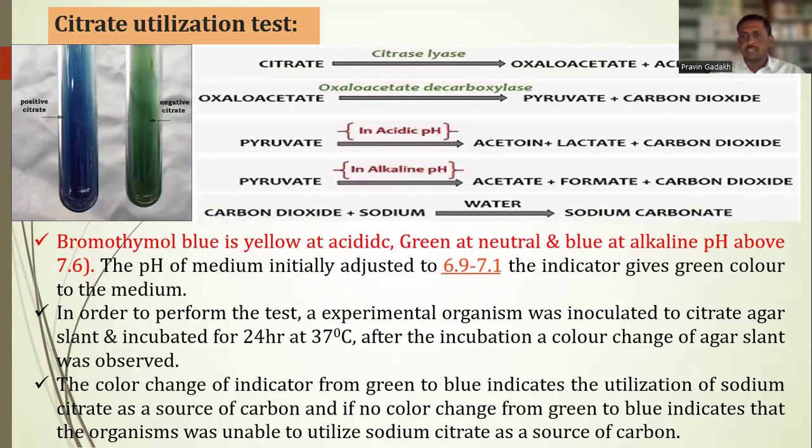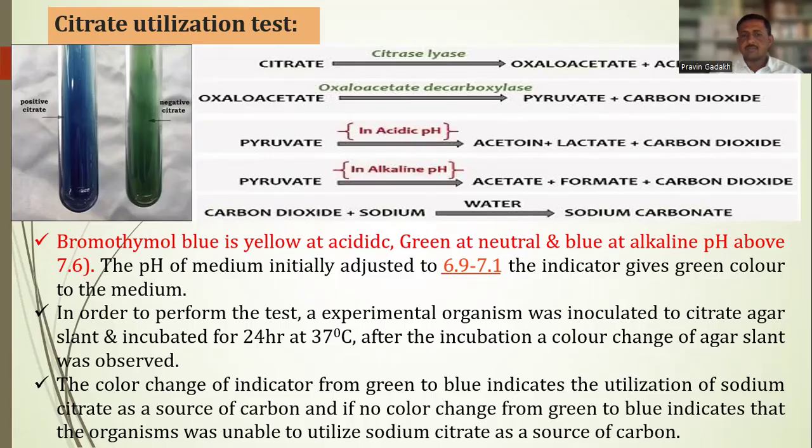Green in color, as bromothymol blue is the indicator used in that particular media. Bromothymol blue is yellow at acidic condition, green at neutral, and blue at alkaline pH. So here in the diagram we can see if the organism has the ability to utilize citrate as a sole source of carbon, the color of the media becomes blue, and if the media remains as it is, it is considered a negative test, and if it becomes yellow, we can say the end product is acidic.